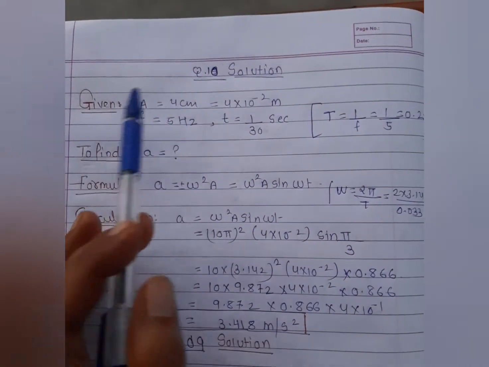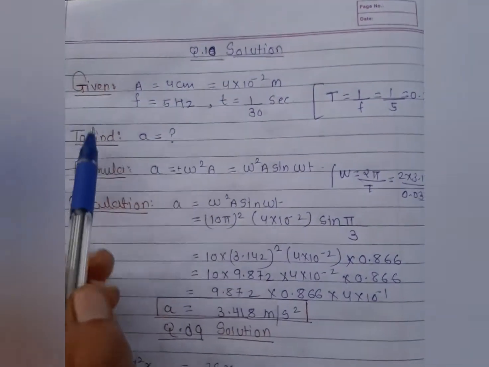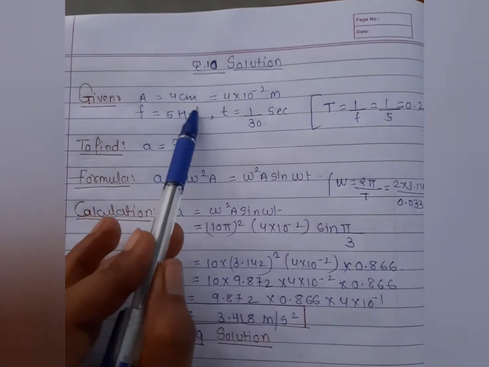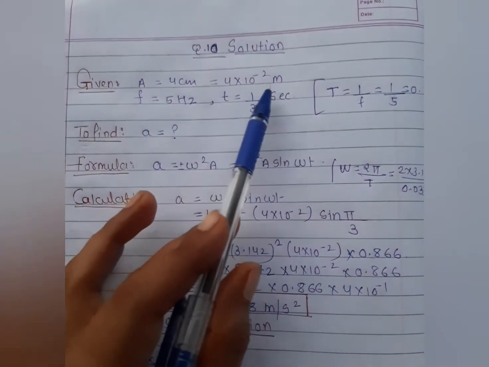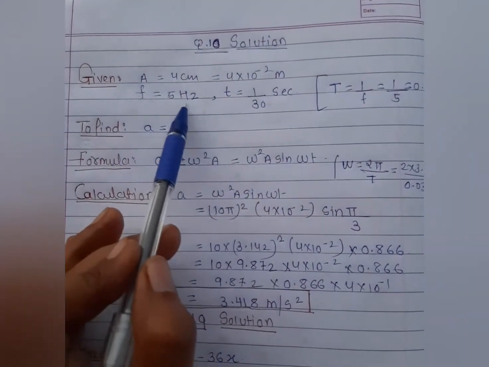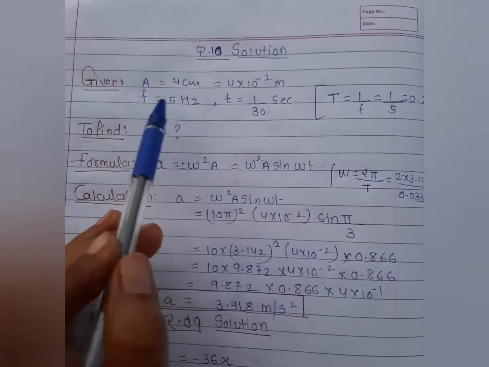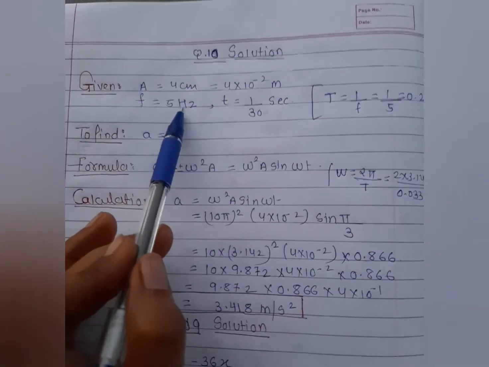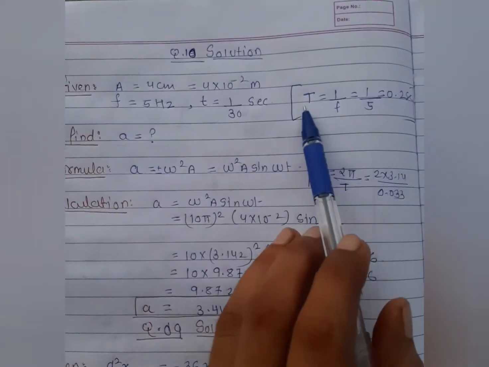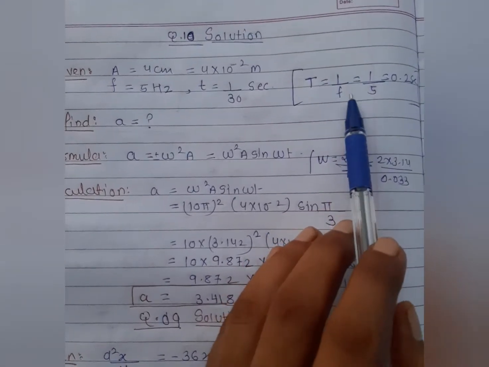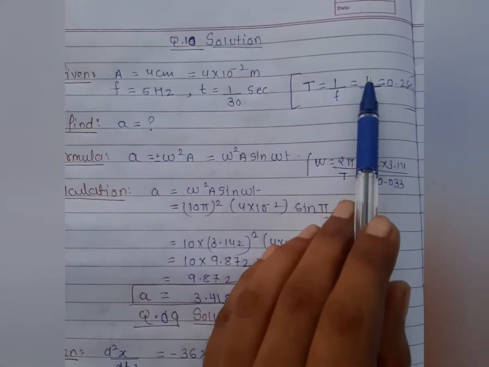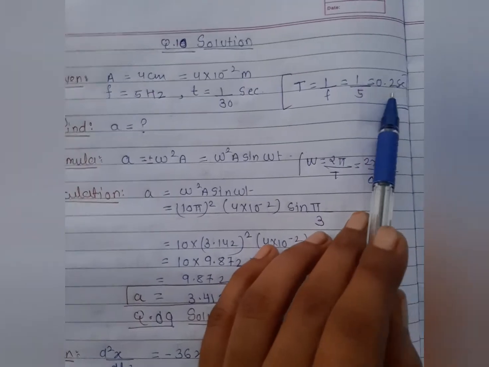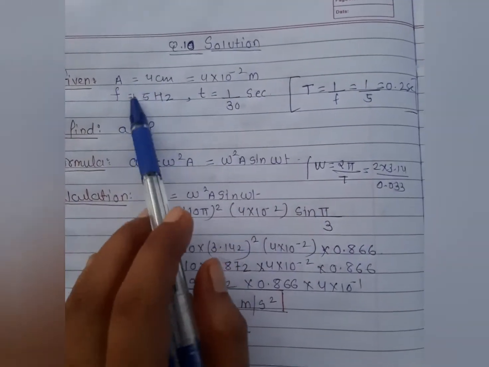So let's move on to the solution of question number 10. Here the amplitude is 4 cm, that is 4 into 10 to the power minus 2 meter, and the frequency is 5 Hz, students. Taking this frequency, the time period, as you know very well, is T equal to 1 by f. 1 by f means 1 by 5, that is 0.2 second, the time period for the first oscillation.